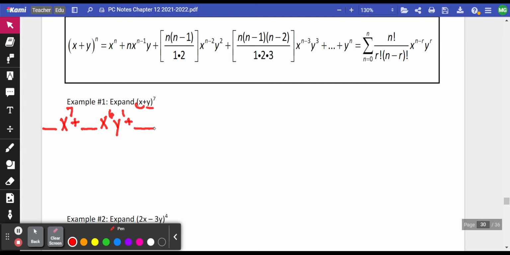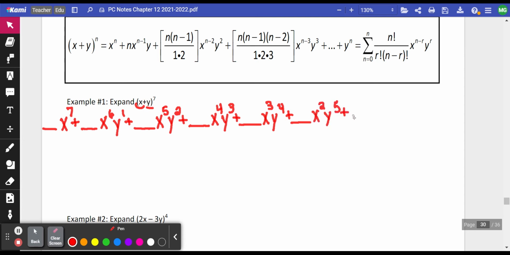Leave a spot so we can do the coefficient. X to the 5th, y squared. Okay, and so on down the line where you're decreasing the x and increasing the y. And remember, these should always add up to 7 because we're expanding to the 7th power. Okay, so go ahead and finish that. This one's a tight one because it's a lot of terms.